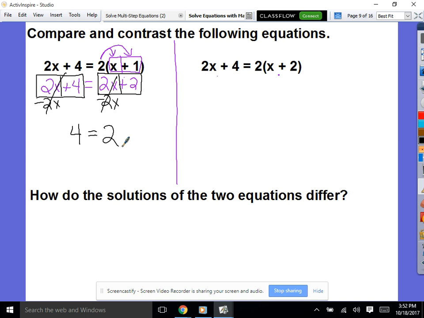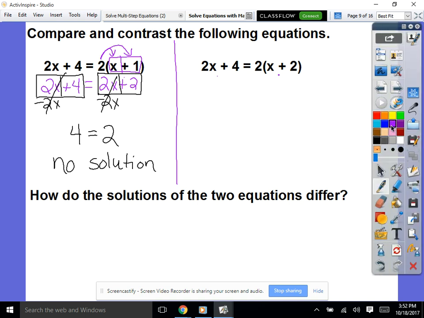Since we know that 4 does not equal 2, this equation has no solution. There is nothing, because if you look, after we distribute, 2x plus 4 equals 2x plus 2, there is nothing that we can put in for x that will make these two sides of the equation equal. Now let's do the second equation.